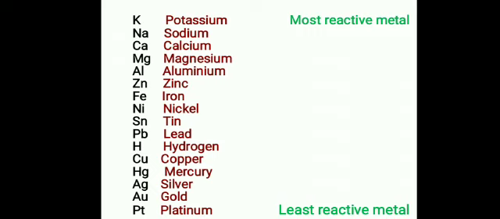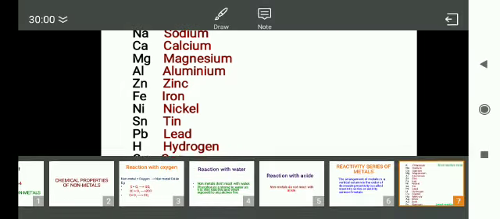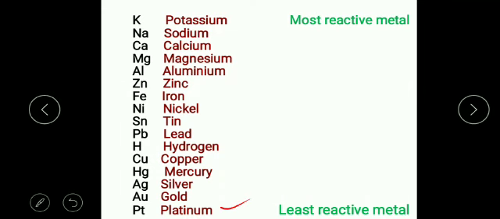And in this table you can see that the last metal is platinum. This is the least reactive metal, and the most reactive metal in this table is potassium. So this vertical arrangement of metals according to their decreasing reactivity is called the reactivity series, or you can say the activity series of metals.